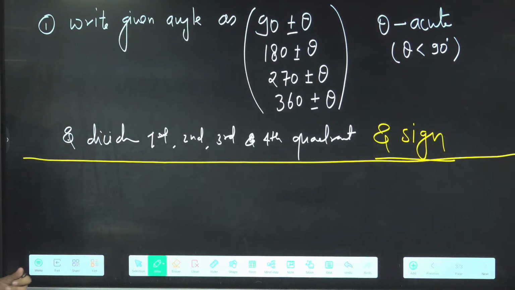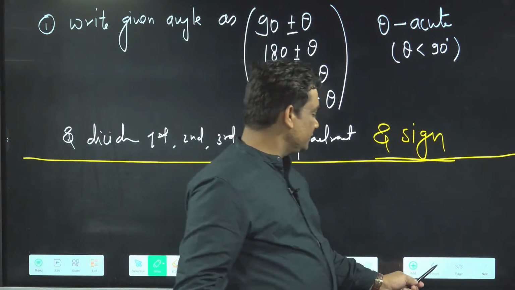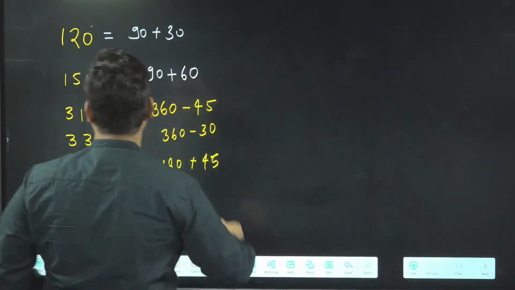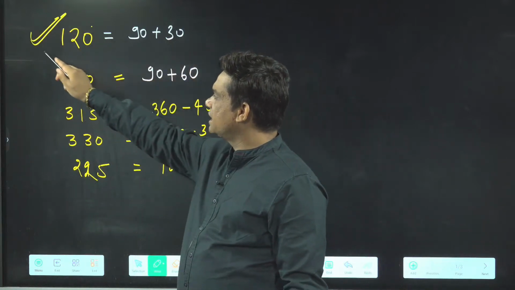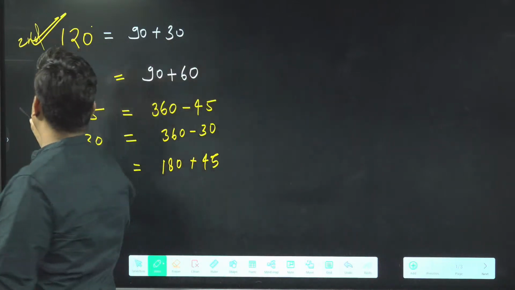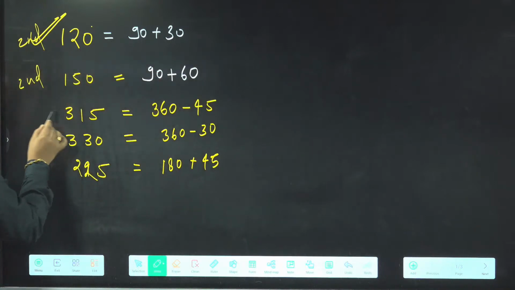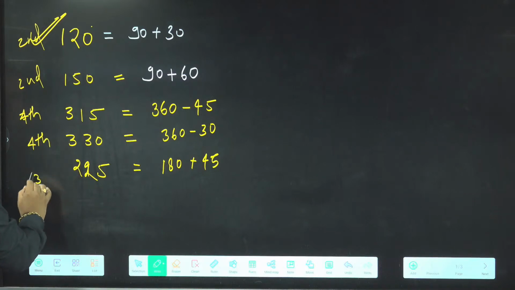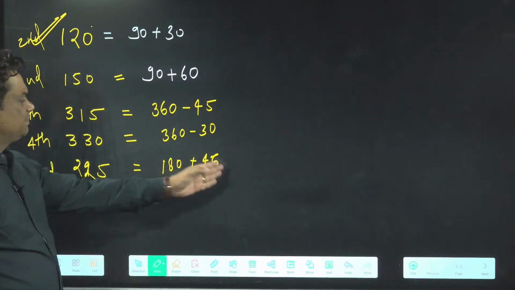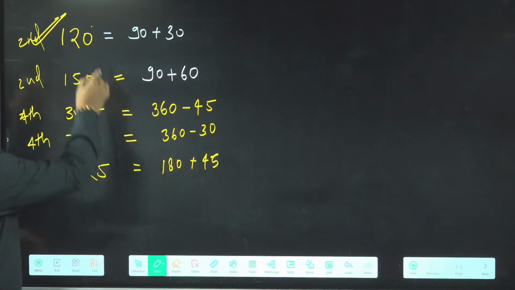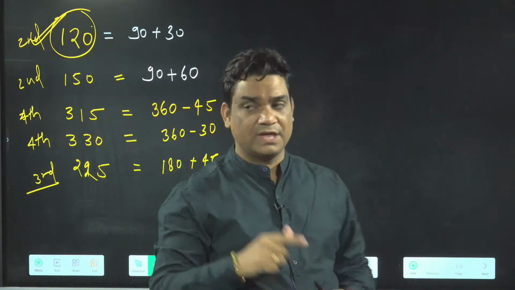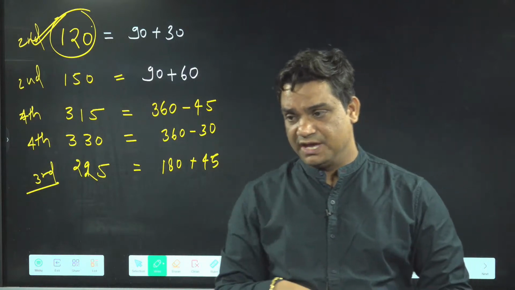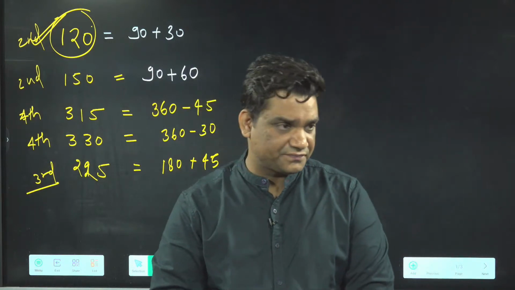Now, in the first slide I have written some angles. Everyone knows 120 is in the second quadrant. This one is the fourth quadrant, and this one is the third quadrant, 180 plus. If I ask whether sine 120 is positive or negative, I'm just asking the sign. Sine 120, what do we say?